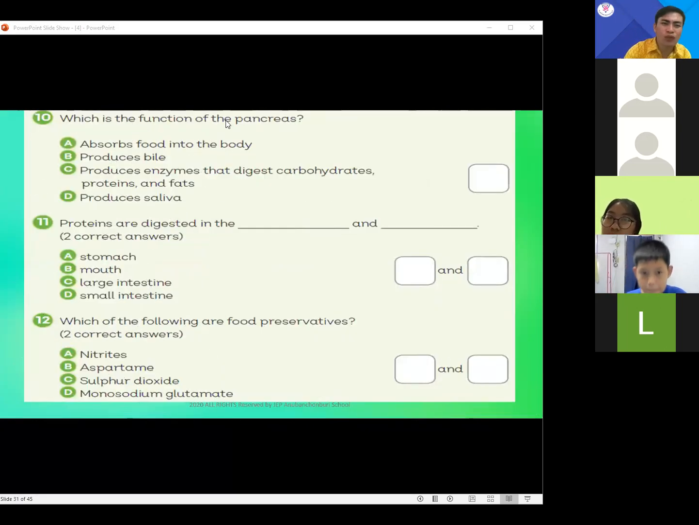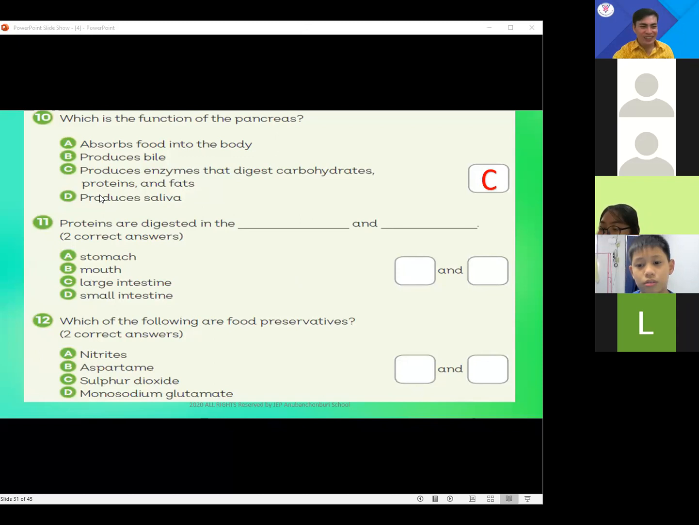This is question number 10. Which is the function of the pancreas? Absorbs food into the body, produces bile, produces enzymes that digest carbohydrates, proteins, and fats, or produces saliva? C. Who answered first? Tanapon, right? What's your answer, Tanapon? C. Correct. Okay, thank you, Tanapon.